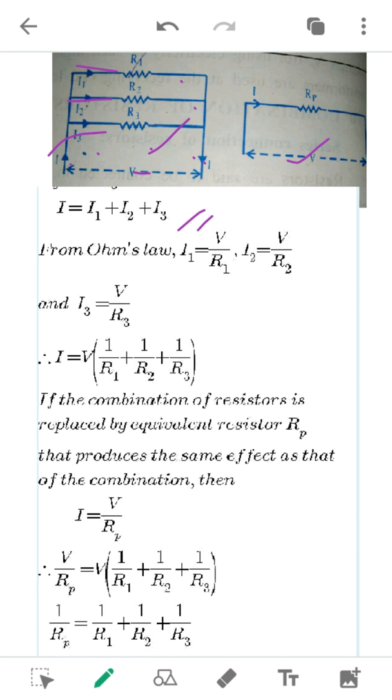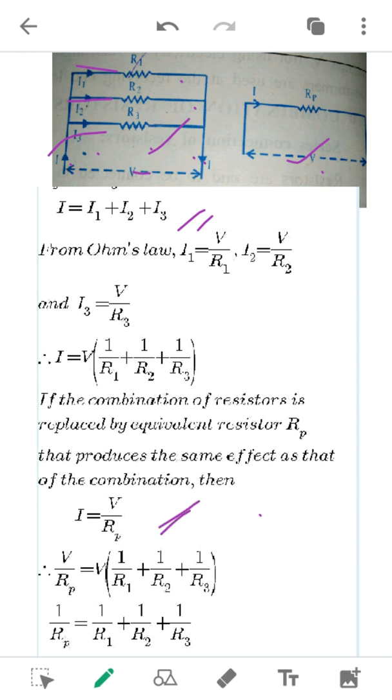Therefore for individual currents we will take I1 equal to V by R1, I2 equal to V by R2, I3 equal to V by R3. Therefore I equal to, so V is common here, we will take V outside. What we have inside the bracket is 1 by R1 plus 1 by R2 plus 1 by R3. Therefore for the combination of the parallel resistors, the equivalent resistor, we will have I equal to V by Rp.